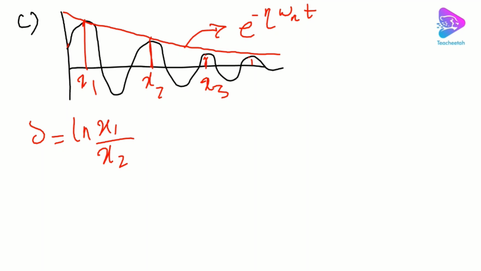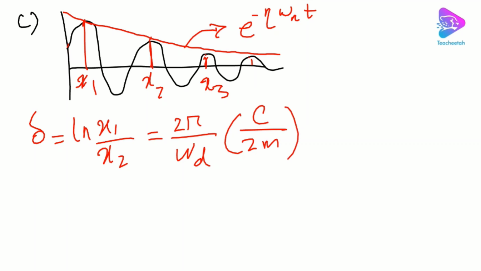What is important about the logarithmic decrement is that when we have the response of the system, for example from experiments, we can use the amplitude values to estimate the damping behavior of the system. That's why it is important to know the logarithmic decrement. In fact, the formula for delta is equal to 2 pi over omega d times C over 2m. This is the formula we have based on the damped frequency, damping constant, and the mass of the system.